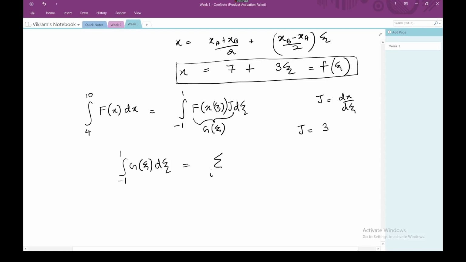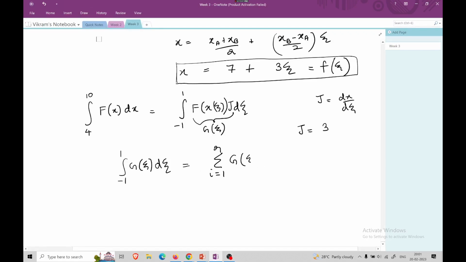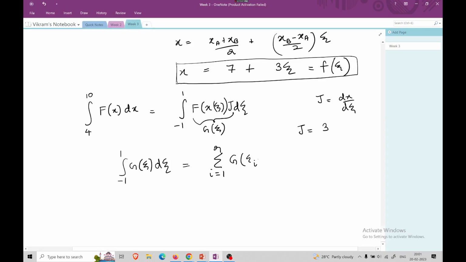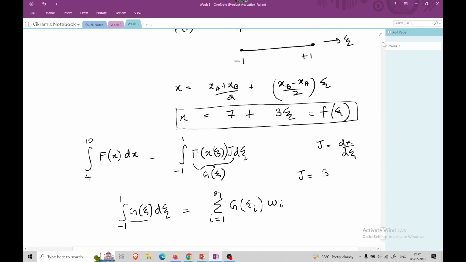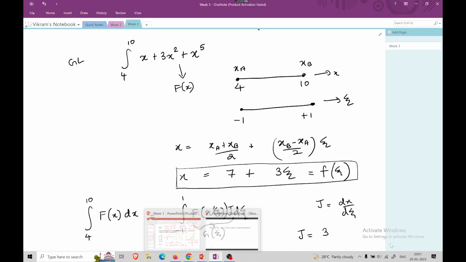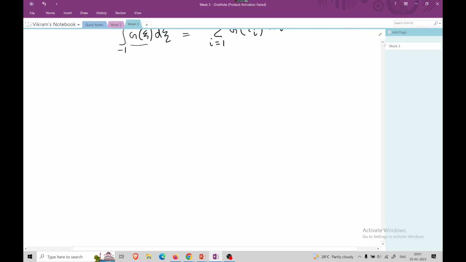is equal to the summation i equal to 1 to r of G of eta i into wi. So what is the order of G of eta? That will be the order of F. What is the order of F? It is fifth order. We just saw in the last question, for fifth order we need three quadrature points.